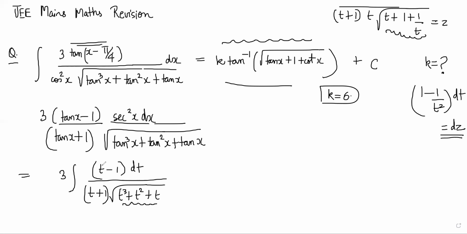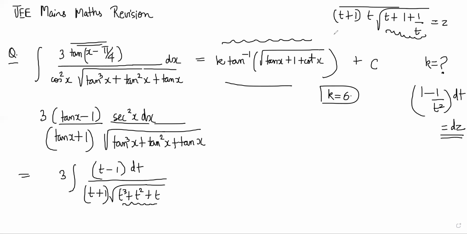And on top I have t minus 1, so I have to divide on top by t. If I divide by t, I get 1 minus 1 by t. So I have to divide by t square, I think. If I divide by t square, I get 1 by t minus 1 by t square. I need a 1 minus 1 by t square on top. So that is what I have to think of.